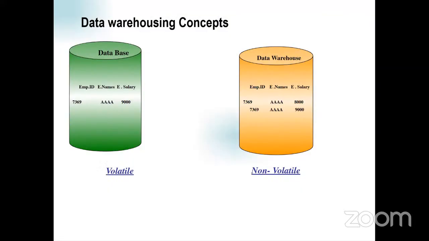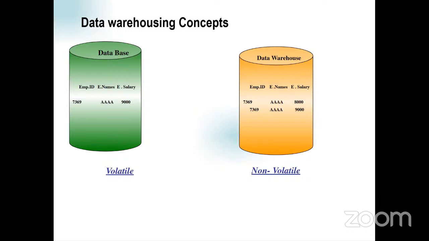Another characteristic feature: here we'll maintain in the data warehouse both current and history data. So what is the current? For example, let's take an employee salary that has been increased from $8,000 to $9,000. In the data warehouse, we'll maintain both the data. But in transactional processing, the old salary details will be overwritten in the OLTP system.